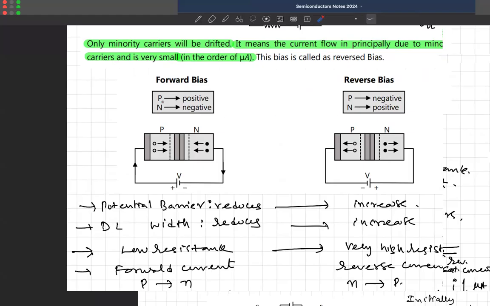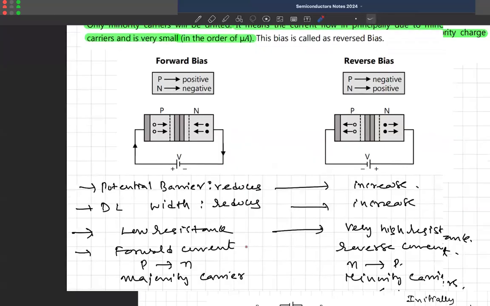In a forward biased condition, P-type material is connected to positive and N-type material is connected to negative. Whereas in reverse biased, P-type is connected to negative and N-type is connected to positive. What happens? In forward bias the potential barrier reduces. Here in reverse bias, the potential barrier increases.